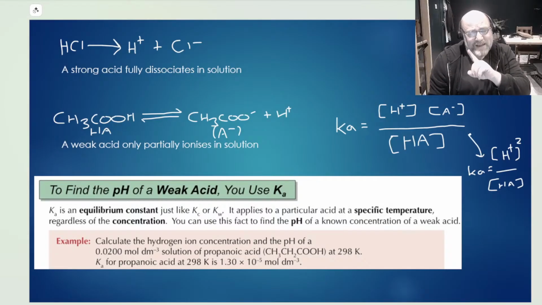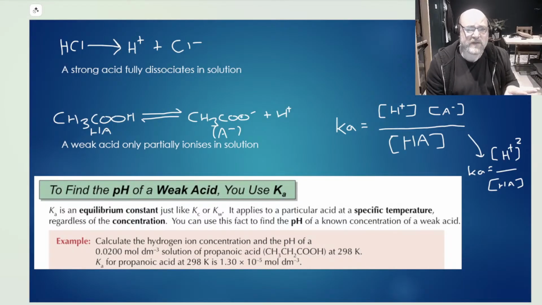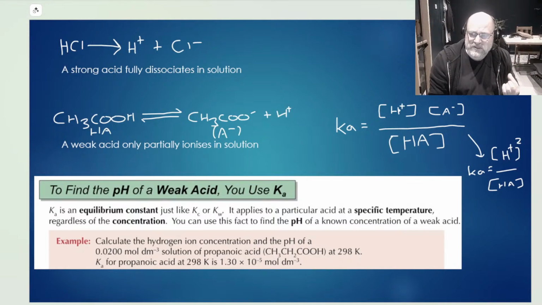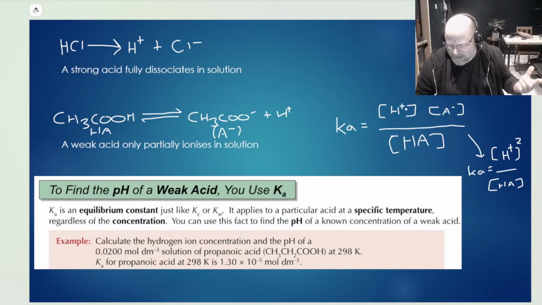Now, you can simplify and write H plus squared, because this concentration must be equal to that. If I have 10 molecules of that, I must have 10 hydrogen ions. I must have the same moles of each. So I know the concentrations of H plus and A minus must be the same.